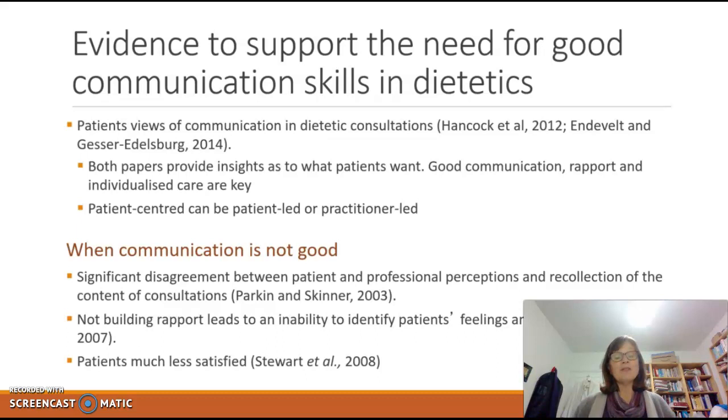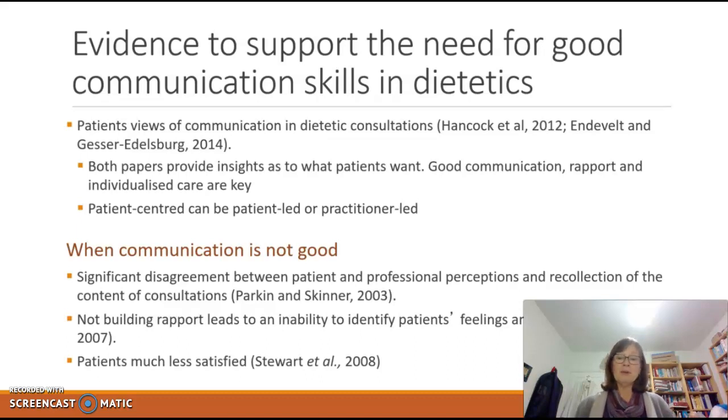So these studies have interviewed patients and asked them about their experiences and what it is about dietetic consultations they liked or didn't like. So they're providing really good insight. And in two different countries, Hancock is UK and De Welt and Gesser-Elderberg is actually in Israel. There's a similar one or two in Australia and Canada as well. And what they're saying is that the patients are saying, we want good communication. We want to build a relationship, a trust relationship with that dietitian, but we want individualized care.